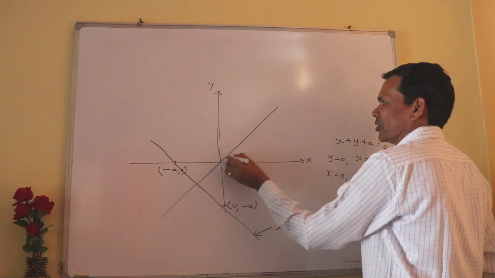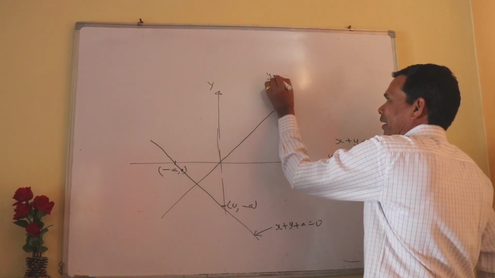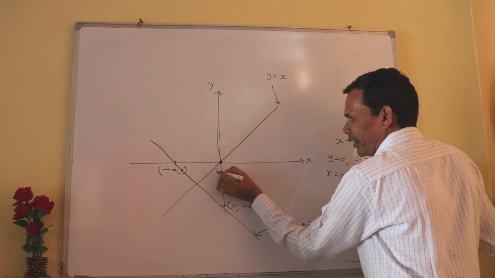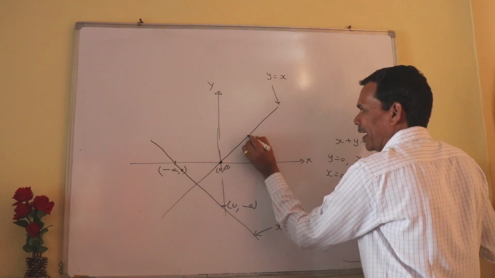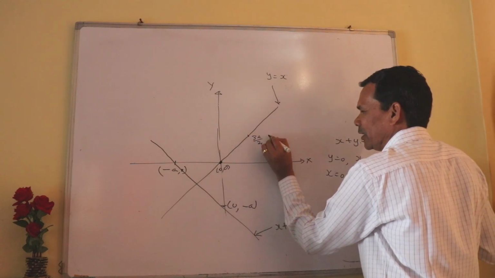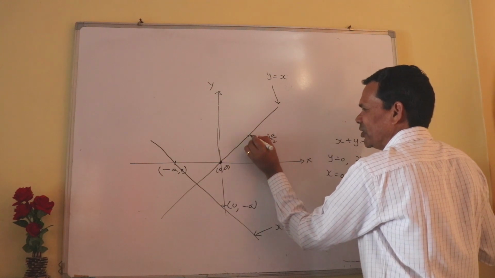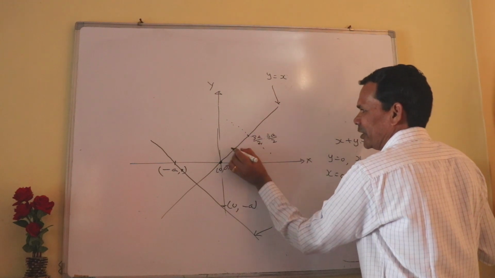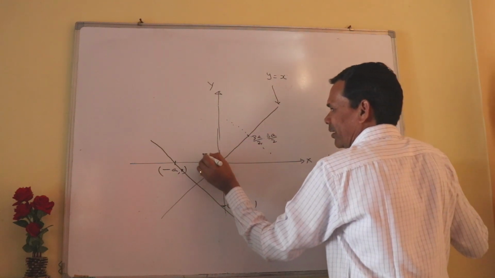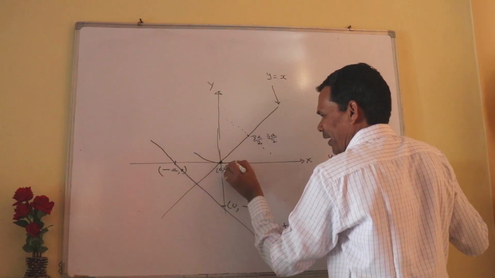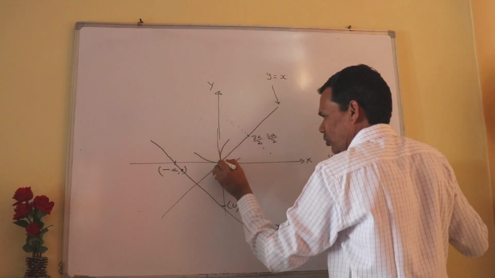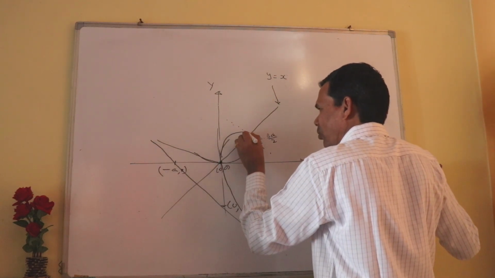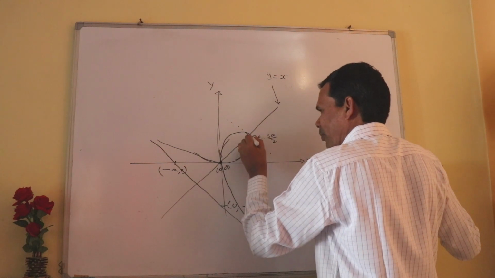Now the point of intersection of this line y is equal to x with the curve is the origin (0, 0) and (3a/2, 3a/2). At this particular point, the tangent is perpendicular to the curve. This is the tangent. And at the origin we also have the tangents x is equal to 0, y is equal to 0. And here is the loop formation.